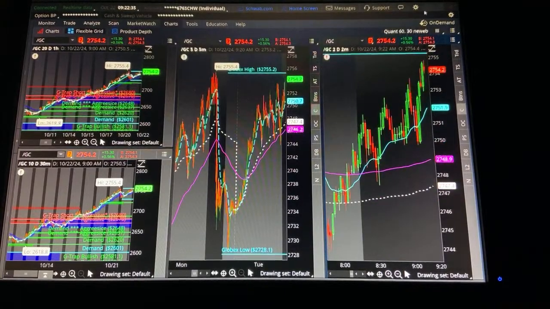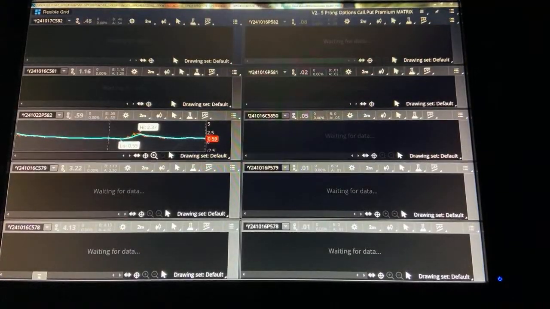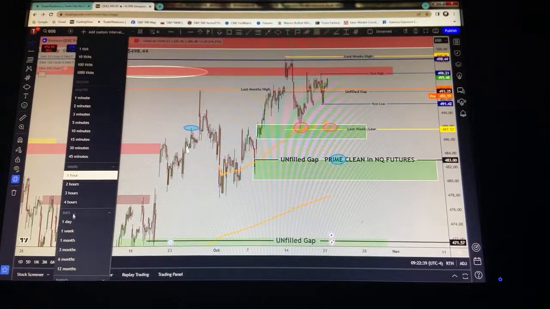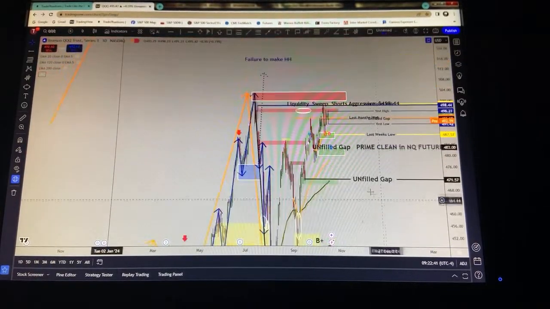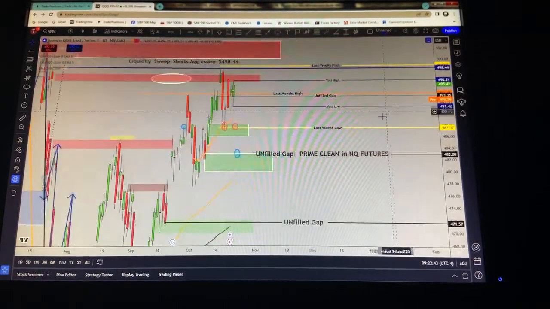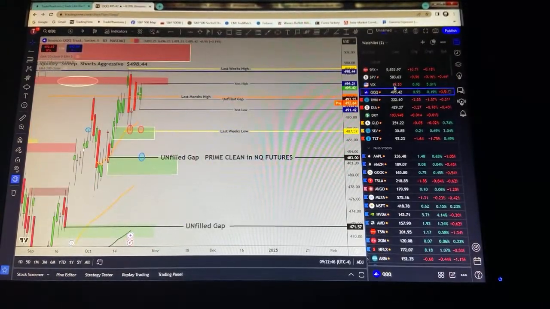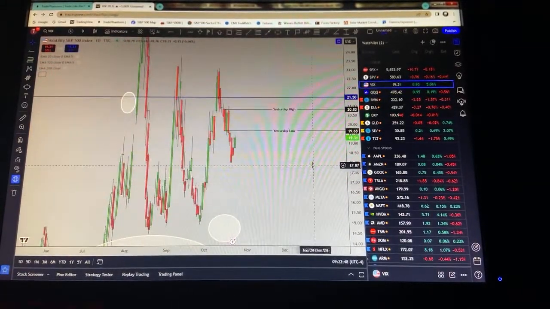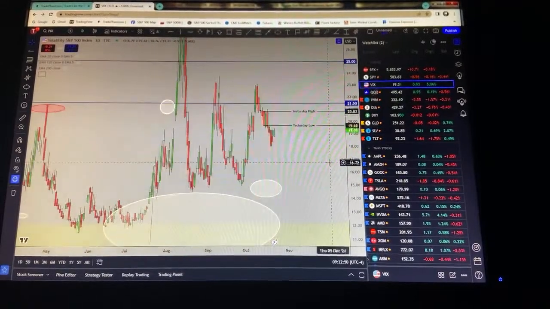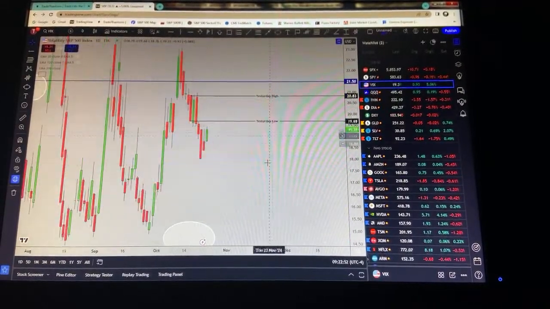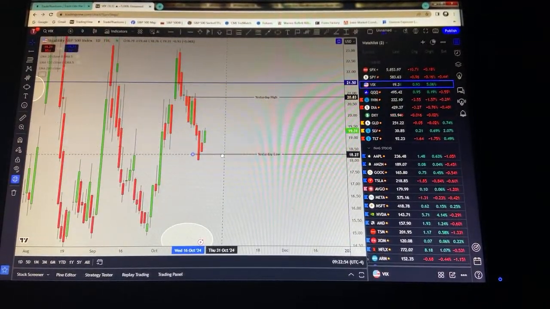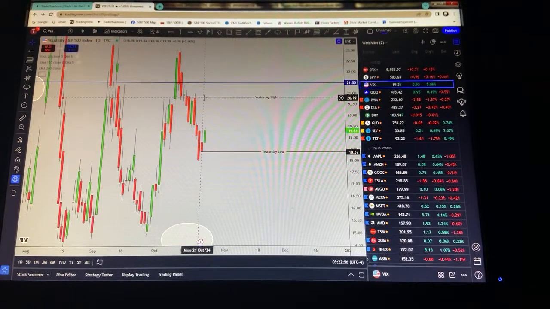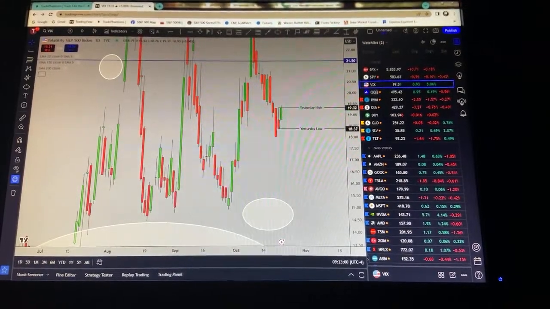All right, let's move on to some equities here. I'm going to go fast and furious here. All right, VIX. VIX up slightly here, up 5% pre-market. VIX up, market down. VIX down, market up. To keep it short and sweet.